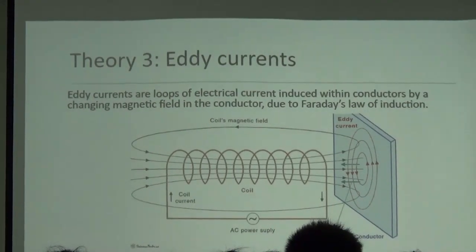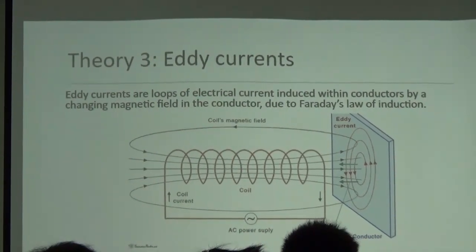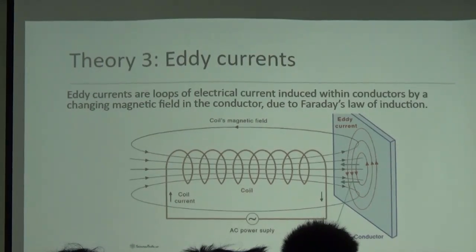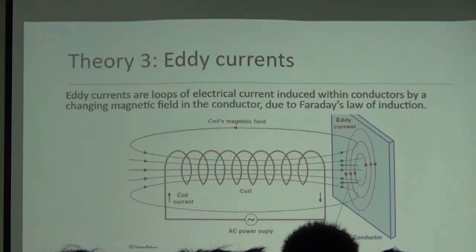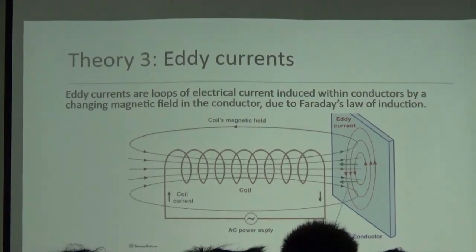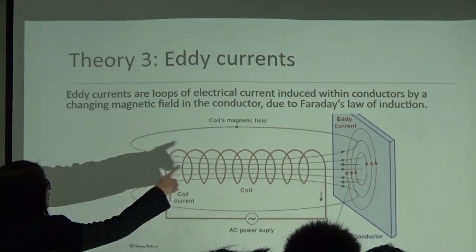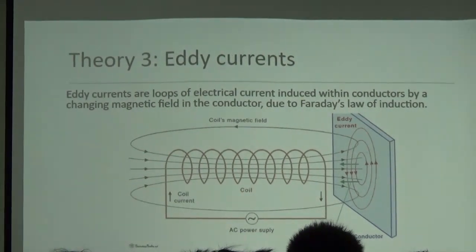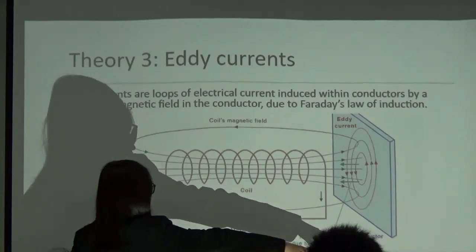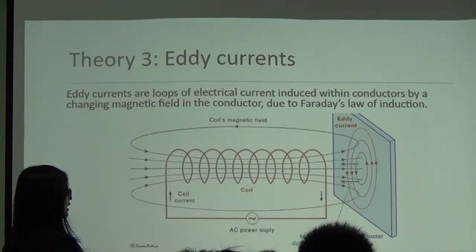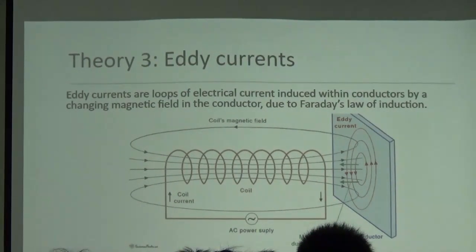The third theory is about eddy currents. Eddy currents are electrical currents induced within conductors by a changing magnetic field in the conductor, due to Faraday's law of induction. As you can see right here in this picture, we have an AC power supply, and it produces AC currents in the coil, causing a change in magnetic field. And a change in magnetic field will cause an eddy current right here in the conductor, and the eddy current will cause another new magnetic field, which cancels the original.